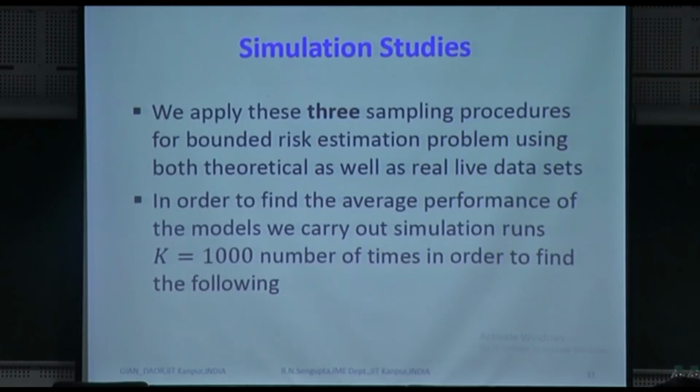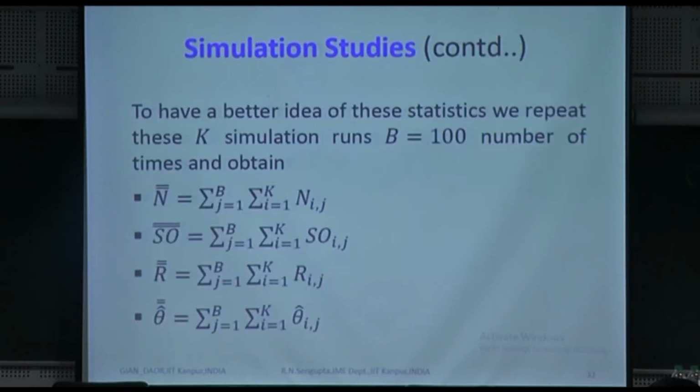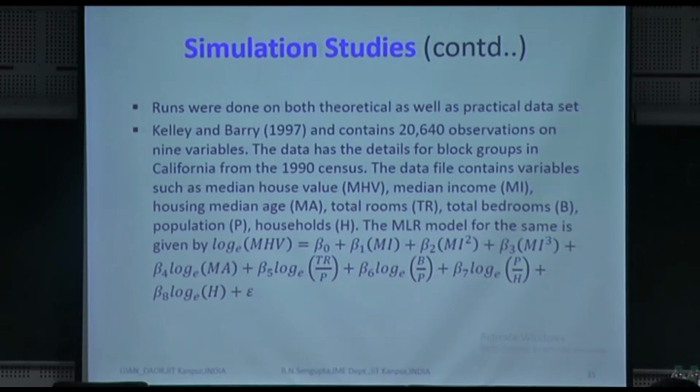Now what type of problems do we want to see? Generally we will do some simulations, but before that the background of the actual data. I will come to the data first, then I will come to the simulation studies. Yes, so this is the data. This data came out in 1997 in a paper by Kelley and Barry in Statistics and Probability Letters, which deals with 20,640 observations related to 9 variables. What is the background of the study? The study was to predict the median house price in the state of California in the 1990s.